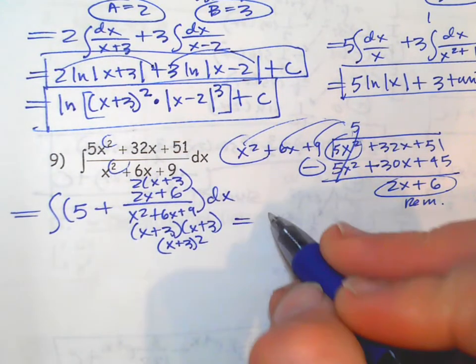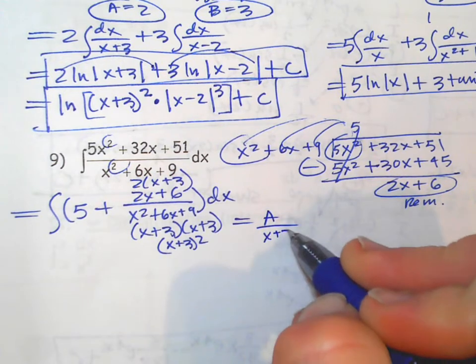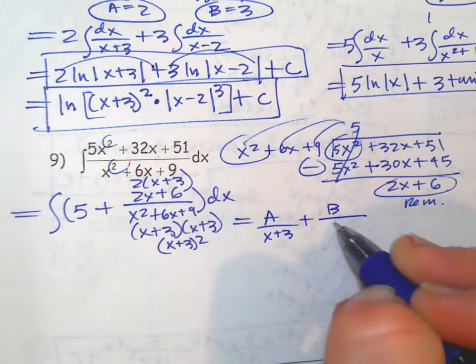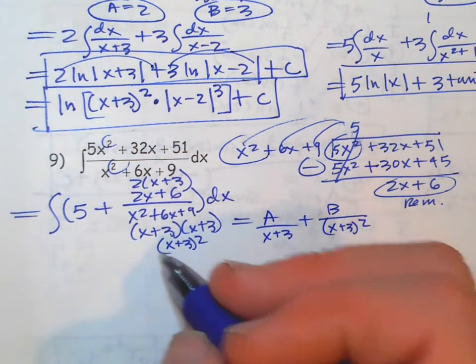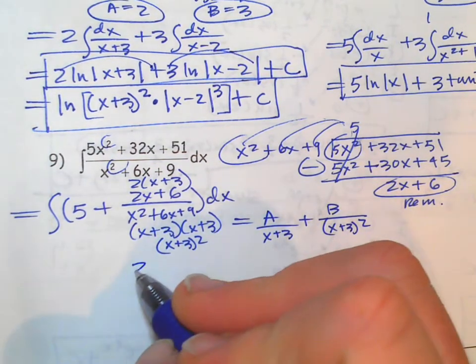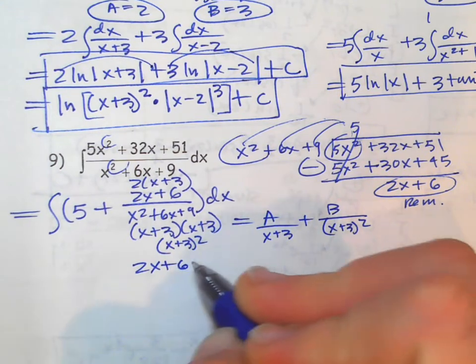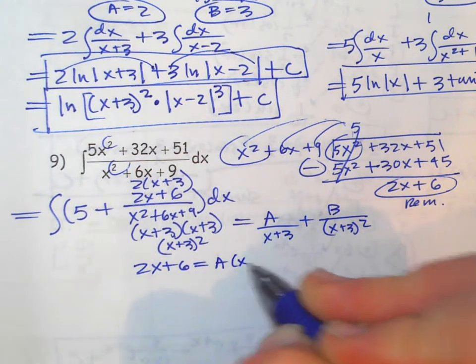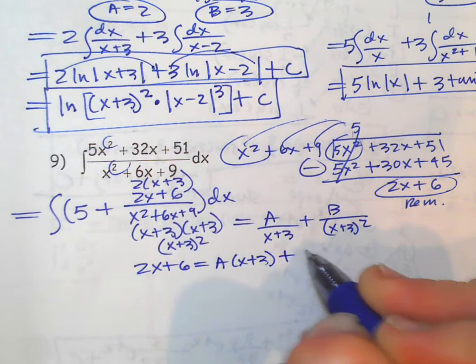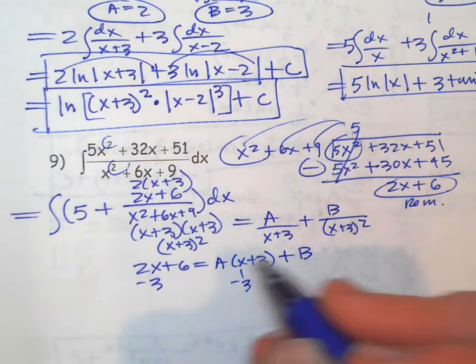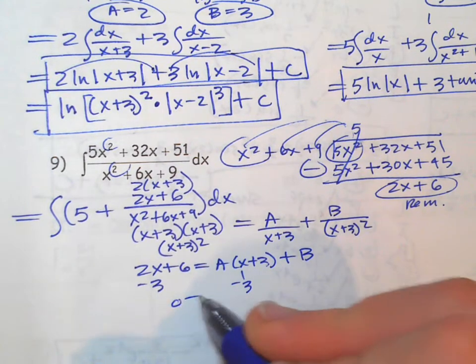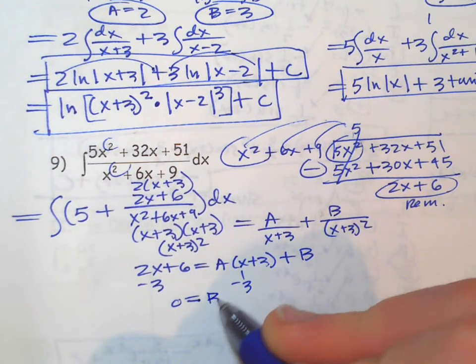So it's going to equal A over x plus 3 plus B over (x plus 3) squared. So we're going to multiply through by the least common denominator. So we get 2x plus 6 equals A times (x plus 3) plus B. So we're going to plug negative 3 in to get rid of the A's and find the B. So that's going to be 0 equals B. So B actually equals 0.